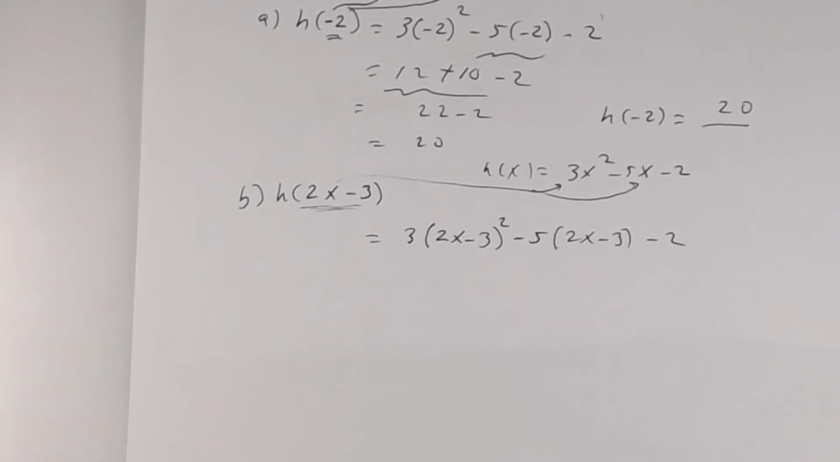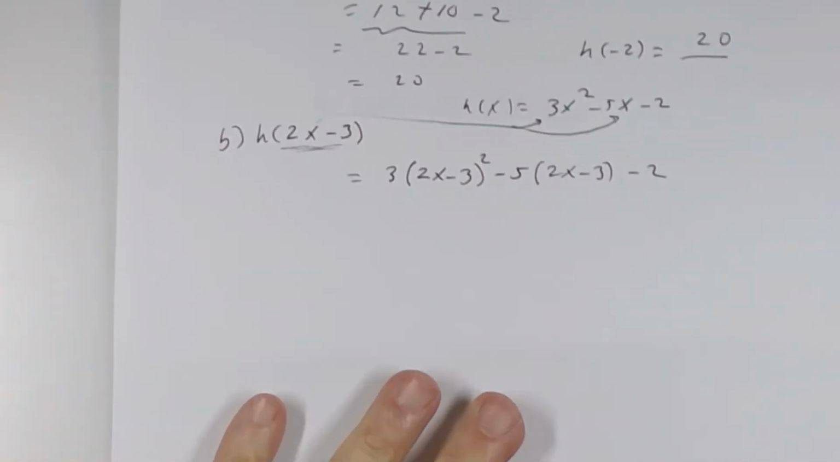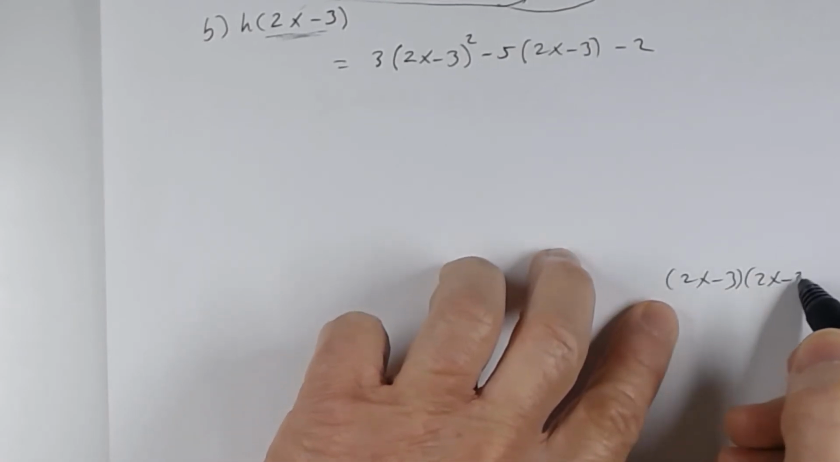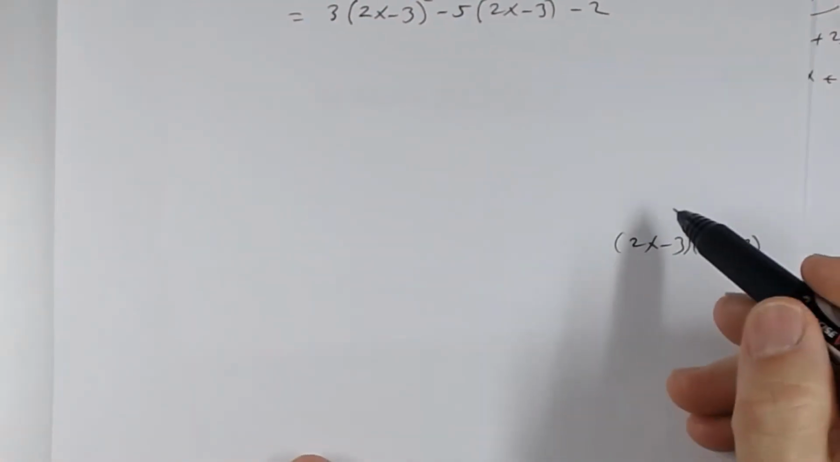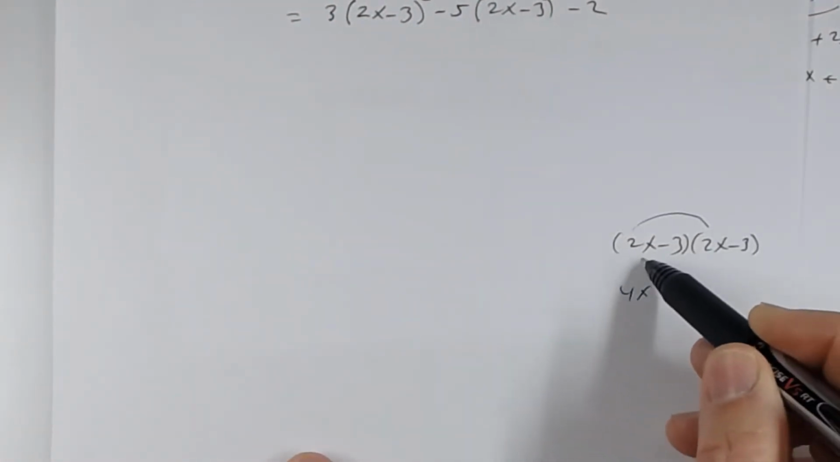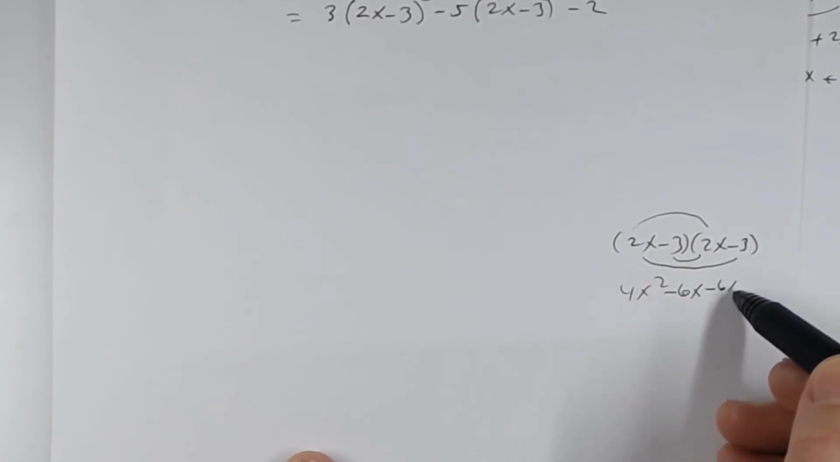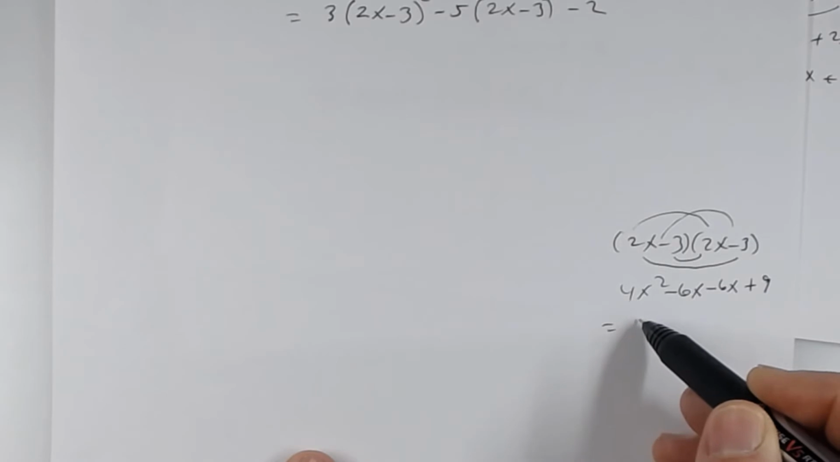Now the rest is where you have to go off to the side and do some stuff. Really the thing that you have to do off to the side is this binomial squared. So I'm going to go off right here and figure out what 2x minus 3 times itself is. Well, what do I do? FOIL. So 2x minus 3 times 2x minus 3. 2x times 2x is 4x squared. The outer is negative 6x. The inner is also negative 6x. And what's the last? Plus 9.